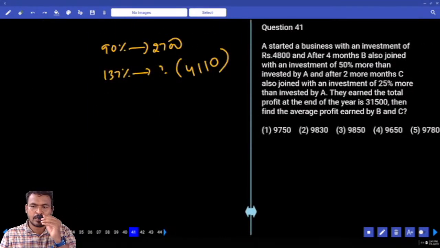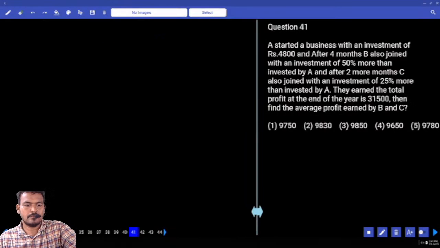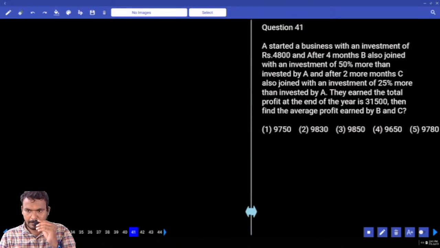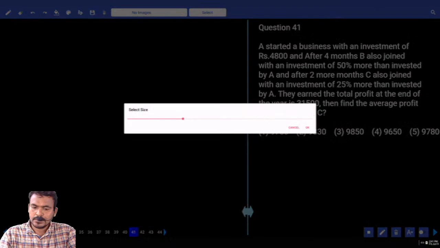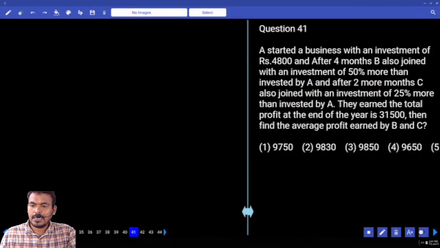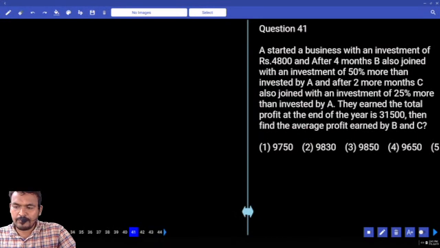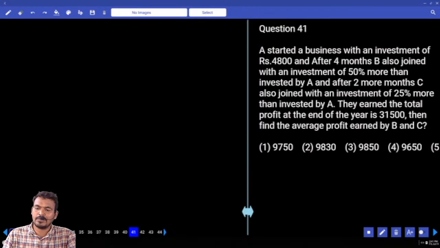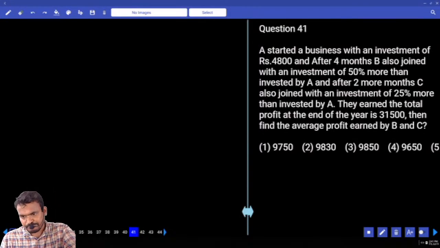Question number 41. A started a business with an investment of 4,800. After 4 months, B also joined with an investment 50% more than that invested by A.